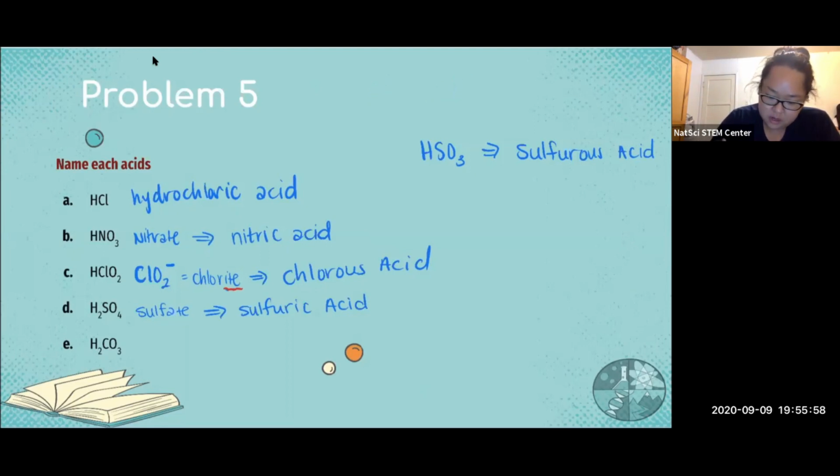Okay, the last one. What is the name of CO3? To remember this one, think of nitrate. NO3 is nitrate, so what would CO3 be? Carbonate, yeah. So if it's ate, what would the acid name be? Carbonic acid, yeah, so it'd be carbonic.